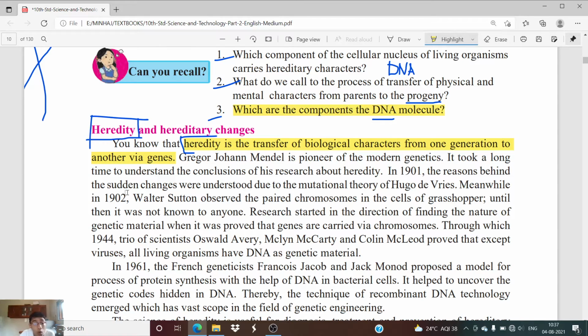Now, the man who discovered this concept, heredity, and who contributed in a very great way to the knowledge of genetics, is Gregor Johann Mendel. He is known as the pioneer of modern genetics. Gregor Johann Mendel is called the father of modern genetics.